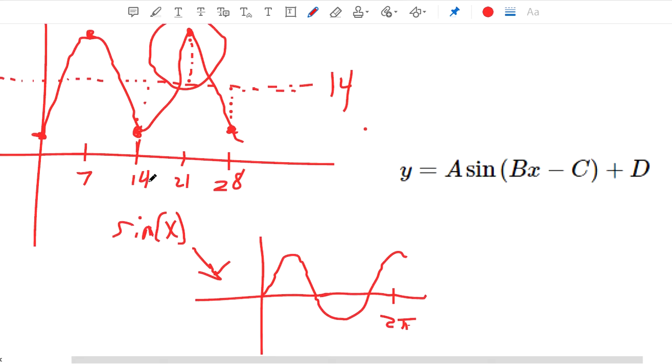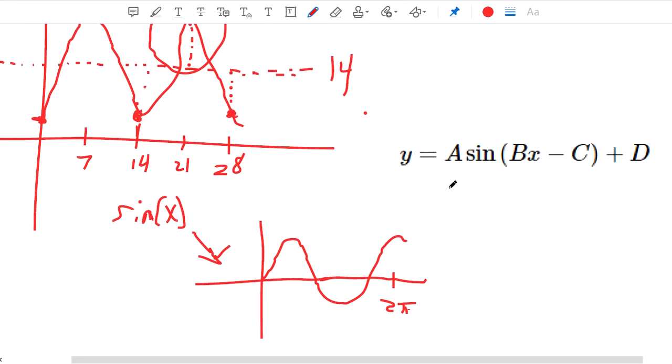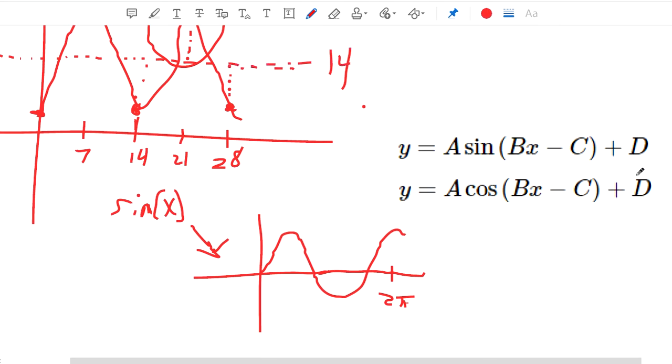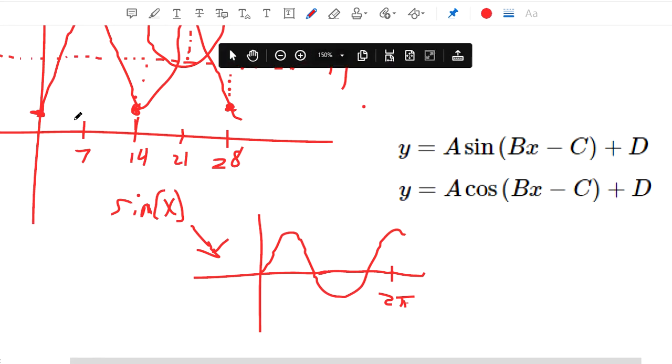Actually, I think we're going to need cosine. I'm sorry. Here, 1 second. There we go. I went and grabbed the general form for cosine too. Same deal. This is our amplitude. This is our midline. But the difference is sine starts in the middle. Cosine starts on the amplitude.